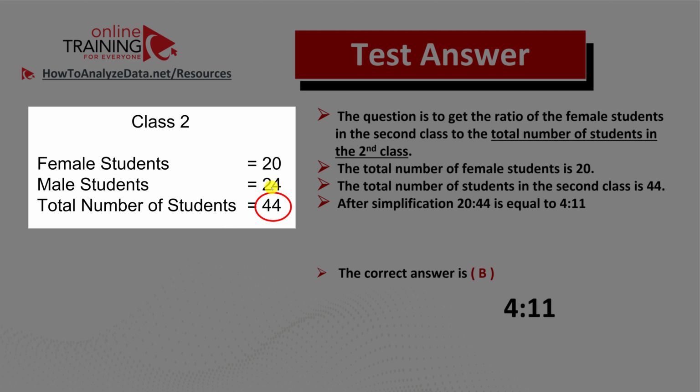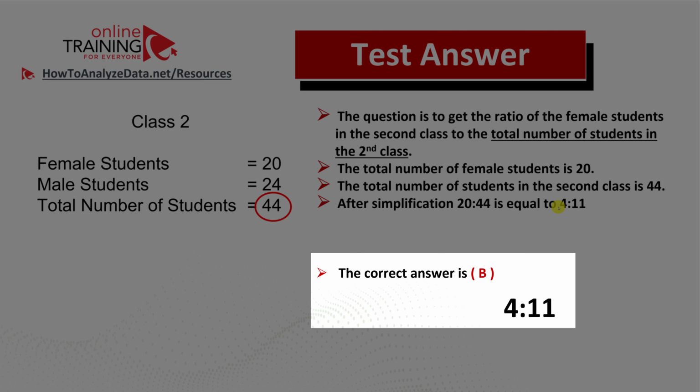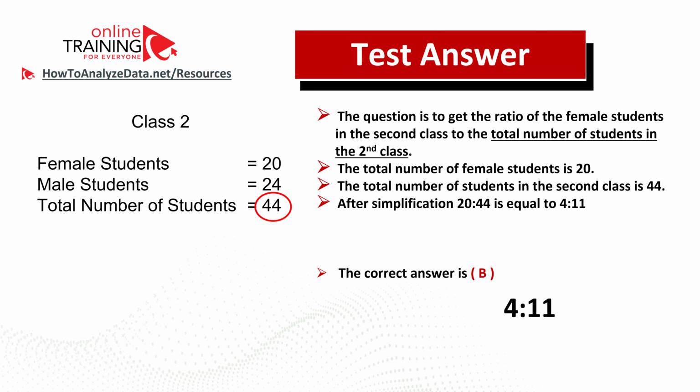Plus you have data for the first and the third class, which is also irrelevant and not used in this question. And the total number of students in the second class, which is another important piece of information, is 44. So the only 2 pieces that you would use are the number of female students in the second class, which is 20, as well as the total number of students in the second class, which is 44. So the ratio is 20 to 44, which after simplification leads you to a 4 to 11 ratio. So the correct answer is choice B, 4 to 11. Hopefully you've nailed this question and now know how to answer these types of questions on the test.